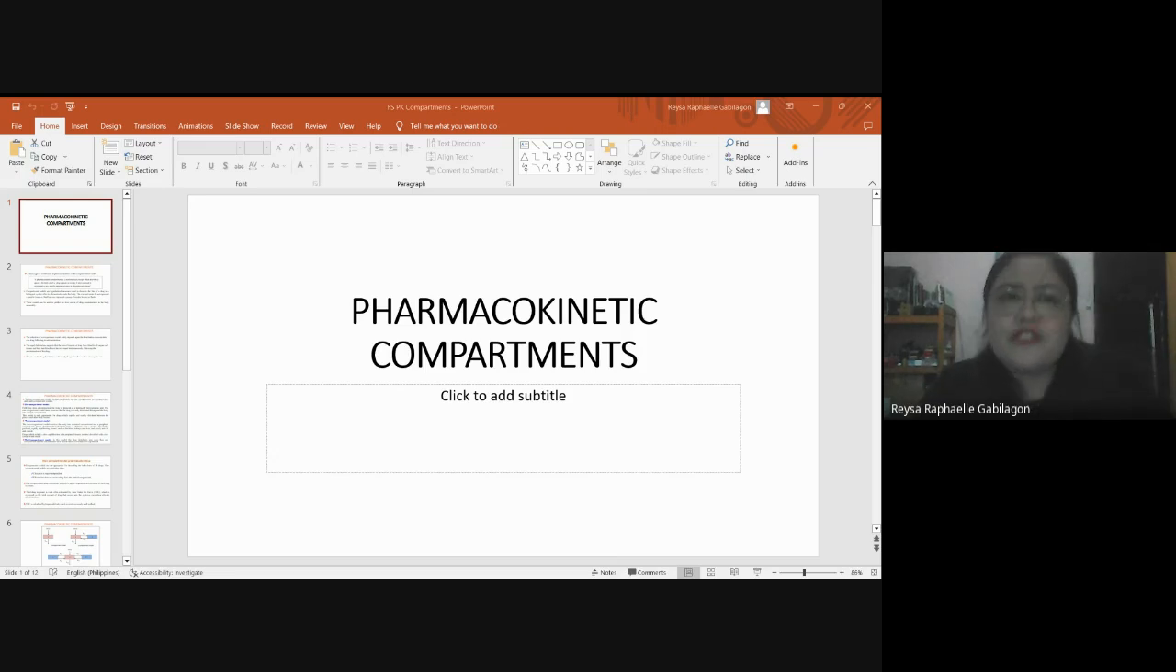Now we also have the so-called non-compartmental pharmacokinetics. So we do this if it is not really appropriate for us to use either the single or the one compartment or even the two compartment, or lastly yung multi-compartment model. So when do we use this non-compartmental pharmacokinetics? So number one, if clearance is organ independent, or if the elimination does not occur solely from the central compartment.